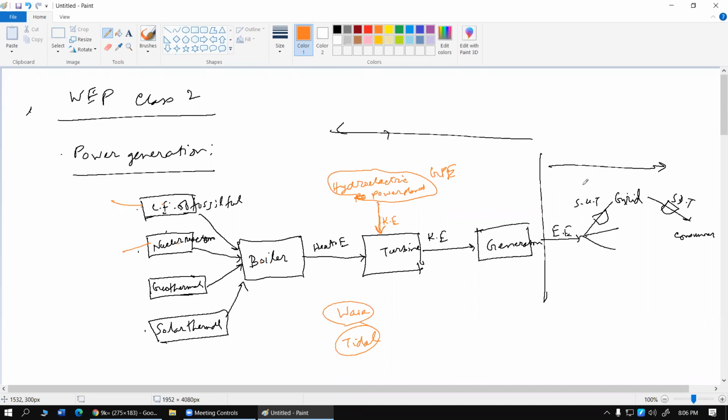Then from 12 PM to 6 PM, the water will once again fall, and at 6 PM, the water will once again reach its lowest level. And then from 6 PM to 12 AM, the water will once again rise. So within 24 hours, we have 2 high tides and 2 low tides.